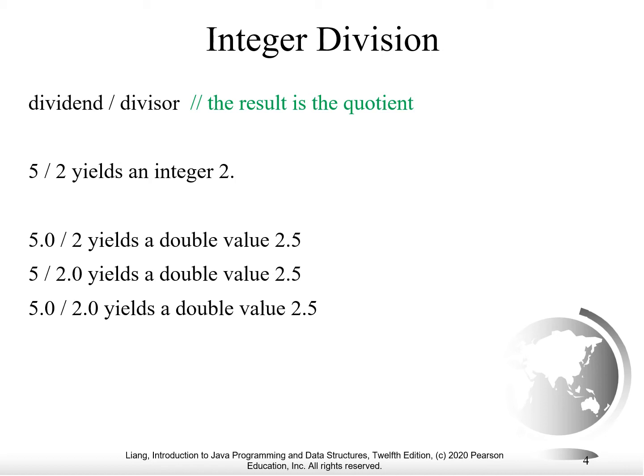In order to retain the information following the decimal point, one of the operands must be of type double, of type float, or a real literal. So for instance, 5.0 divided by 2 will yield a double value 2.5. The integer 5 divided by the real number 2.0 will yield the value 2.5, and 5.0 divided by 2.0 likewise will yield a double value 2.5.